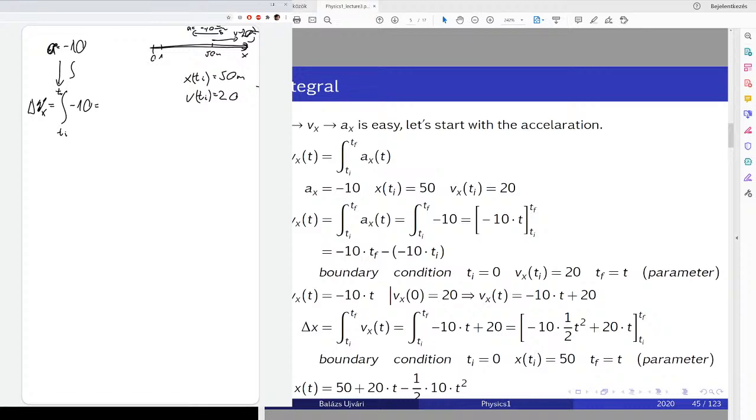Let's say -10t, and with this sign initial final, it means I have to have the -10t final and subtract the -10t initial. I can also add that, for example, the initial is at 0. How does it look like? Because t initial is 0, I can forget this second part, and this is minus 10 t final.